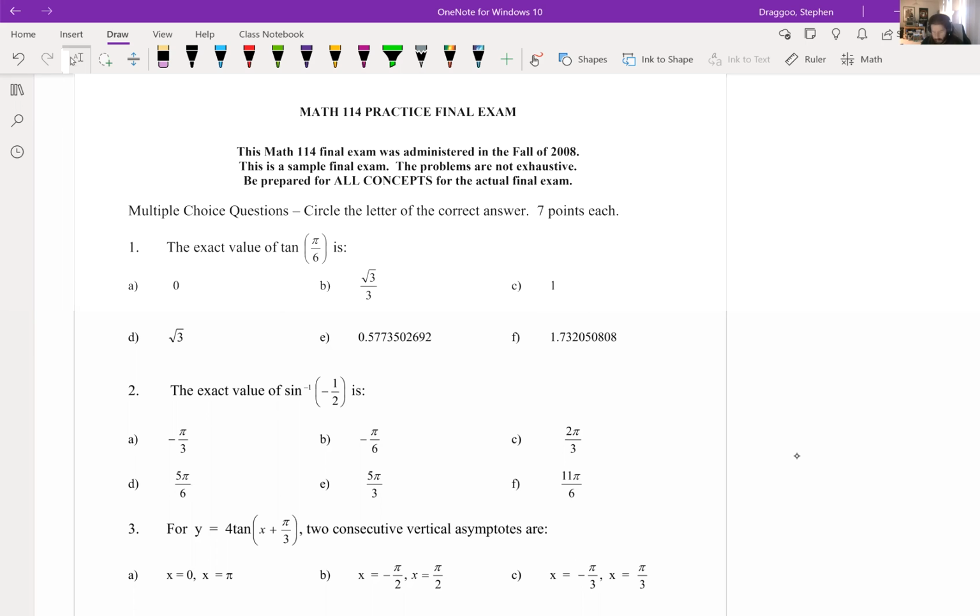Right, so here's the practice final. Starting with some relatively basic multiple choice questions.